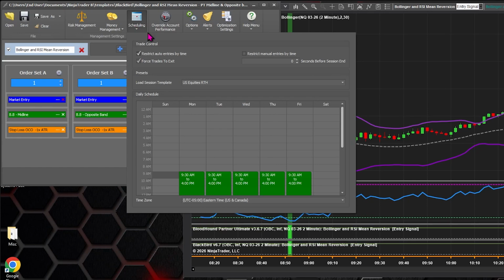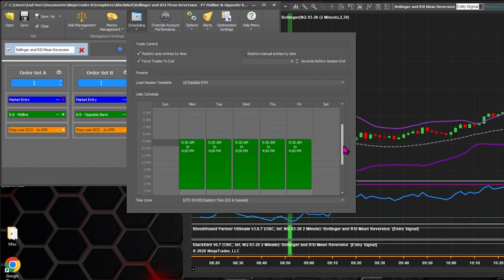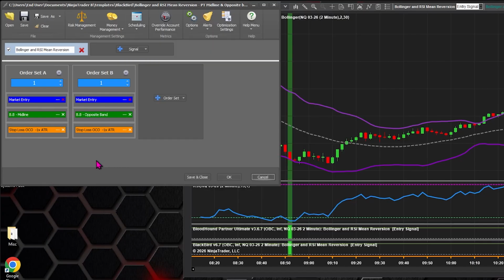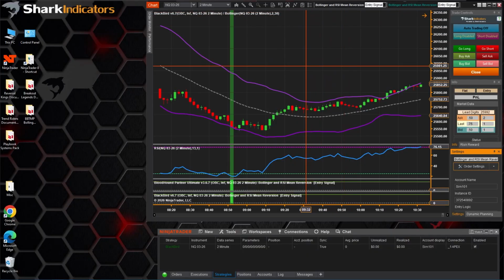As far as the scheduling goes, we did enable the RTH, even though the Bloodhound signals are by default limited to RTH. We enabled this just in case, because the benefit of using the scheduler is that it has this force trades to exit option. That way you can be sure that Blackbird will exit your trade at the end of the day. That's the benefit of using this. All right, that concludes our introduction to the Bollinger and RSI mean reversion system.